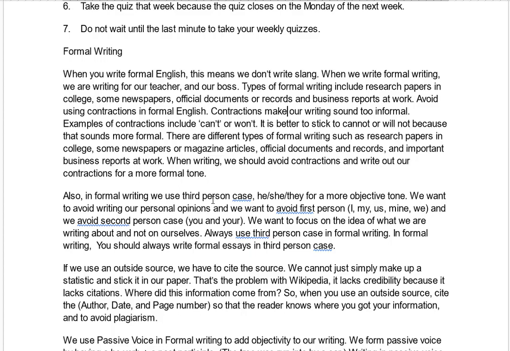Also, in formal writing, we use third-person case, he, she, and they, for a more objective tone. We want to avoid writing our personal opinions, and we want to avoid writing I, my, us, mine, we, and we avoid writing second-person case, you and your. We want to focus on the idea of what we are writing and not about ourselves. So in order to focus on the idea rather than ourselves, we use third-person case in formal writing. In formal writing, you should always write formal essays, research essays in third-person case.